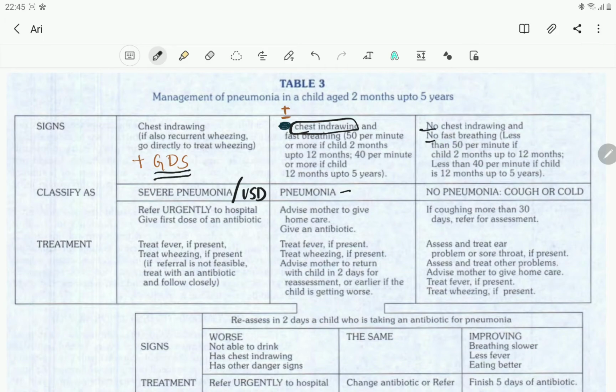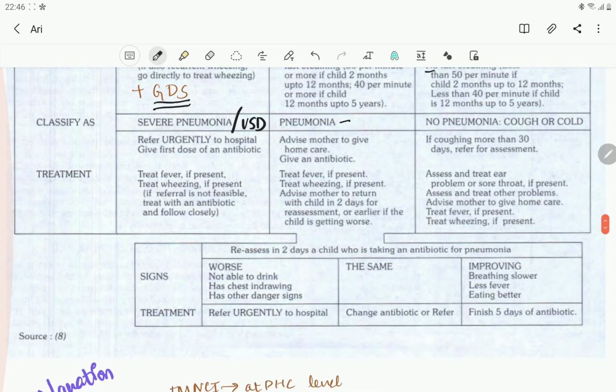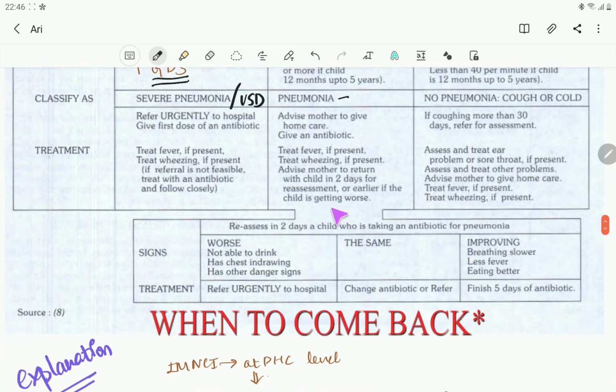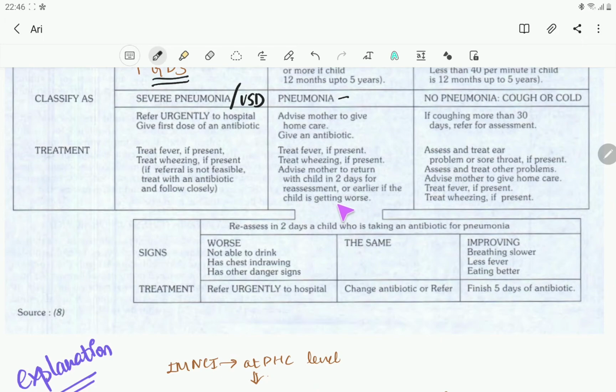And next comes the management. If it is very severe disease or severe pneumonia, we have to urgently refer to the hospital and give the first dose of an antibiotic. We'll see later what that is. And if they have pneumonia, then that time also we'll give an antibiotic, but we won't be referring. We'll just advise the mother. We'll tell her when to come home. We'll reassess the child after 2 days.